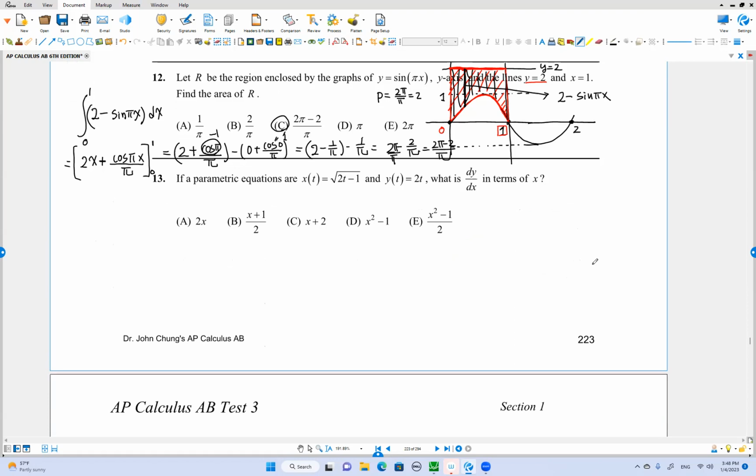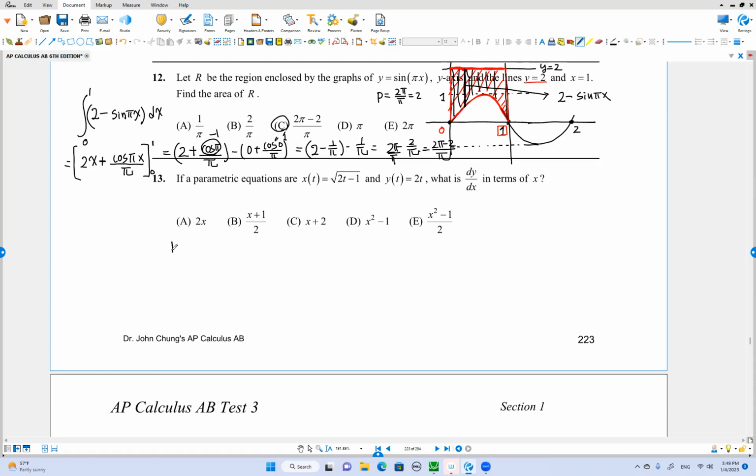Number 13. If the parametric equations x of t is square root of 2t minus 1 and y of t is 2t, you're going to find dy dx. Okay, there's no t there, right? So dy dx, or you can express y in terms of x. You can do that, but it takes time. Anyway, later we can try it with that method.